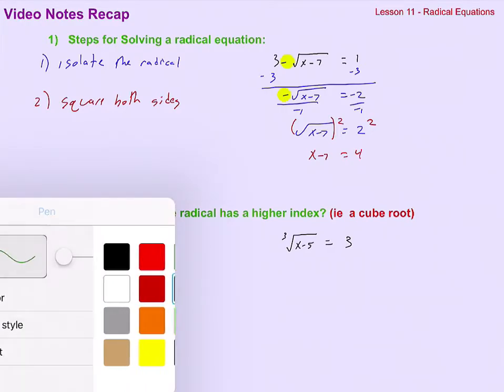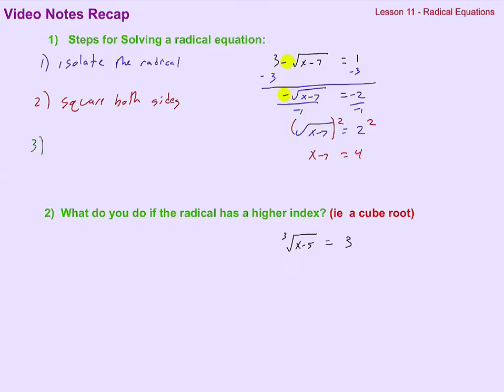And then our last step here would be just to finish solving. Just like at the end of an absolute value equation, solve for x, get the x by itself. In this case, that's an easy one step. Just add 11 to both sides, and we have a solution.